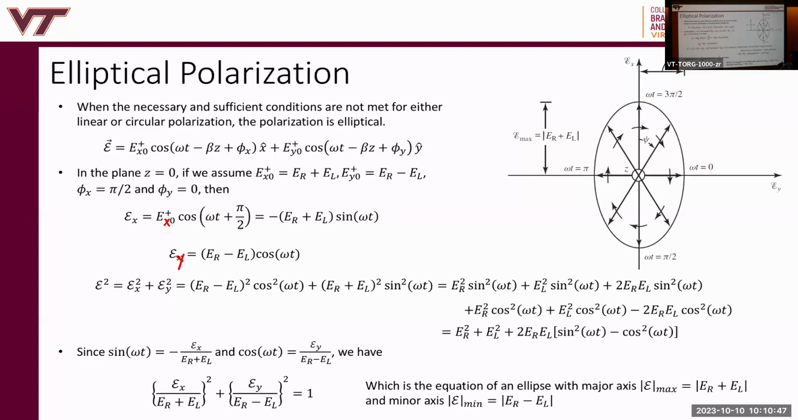ER is not equal to EL. Right-hand circular polarization only has ER. Left-hand only has EL. So they're just kind of flip-flopping between the two.